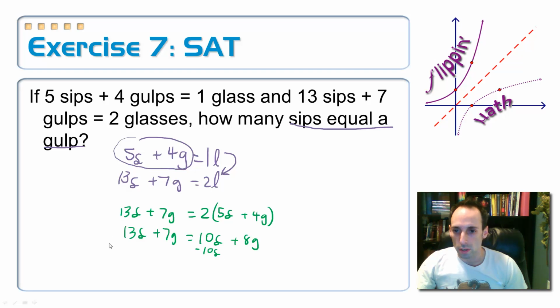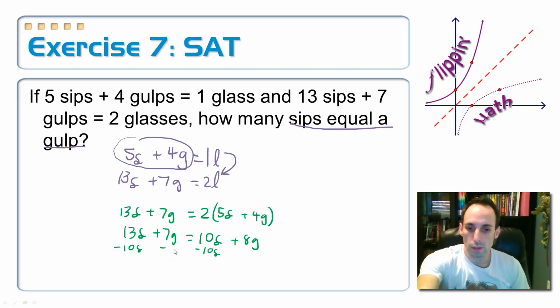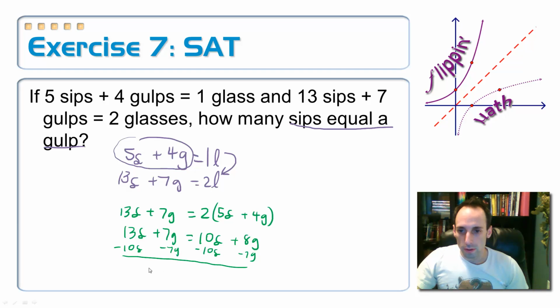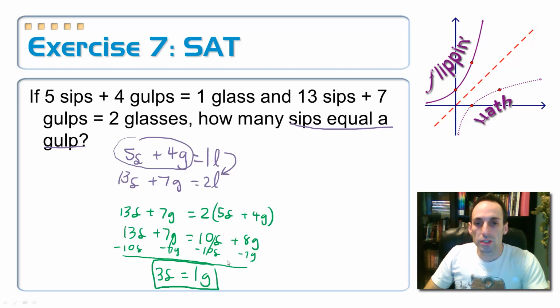And why don't I go ahead and subtract the 10 sips over here. So 10 sips minus 10 sips. And subtract the 7 gulps, 7 gulps over to this side. And what I'm left with is 3 sips is equal to 1 gulp. There you go, Mr. SAT. 3 sips equal a gulp.